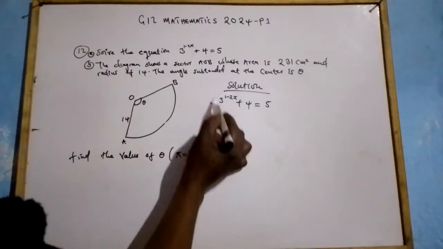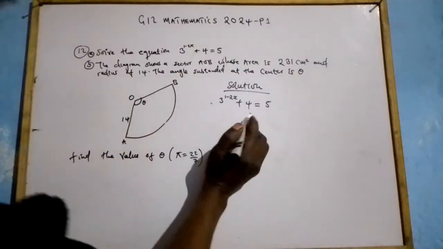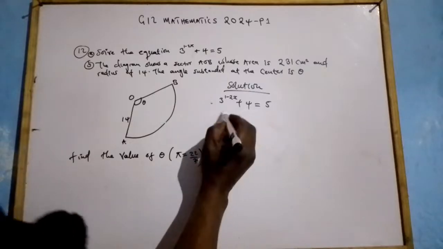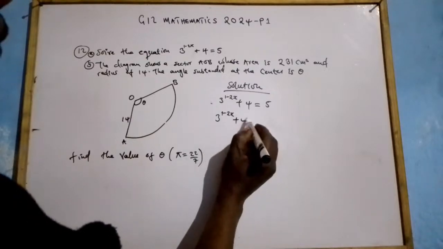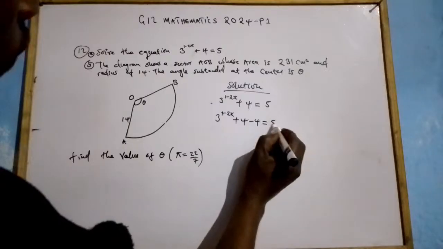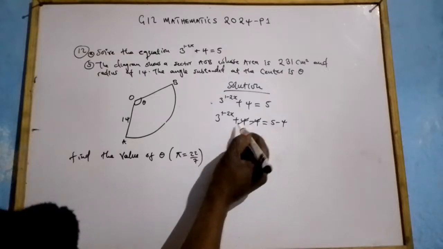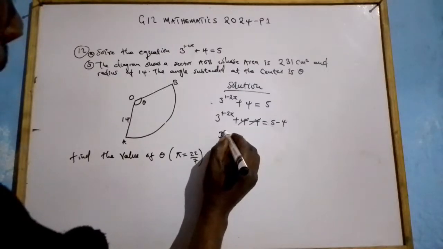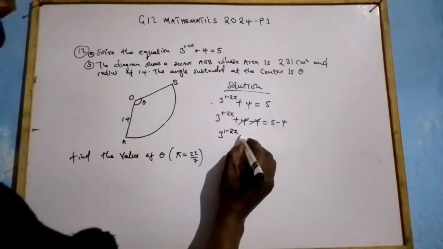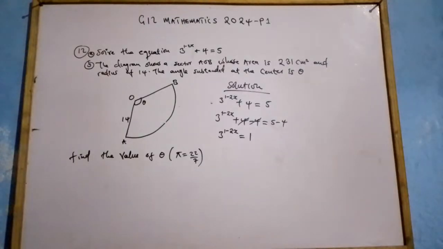If you can see, this is a whole number, and this number here has got a power. This one has no power, so we are going to subtract 4 both sides. We say 3 power 1 minus 2x plus 4 minus 4 equals 5 minus 4. Here 4 minus 4 leaves 0, so we remain with 3 power 1 minus 2x equals 5 minus 4, which is 1.